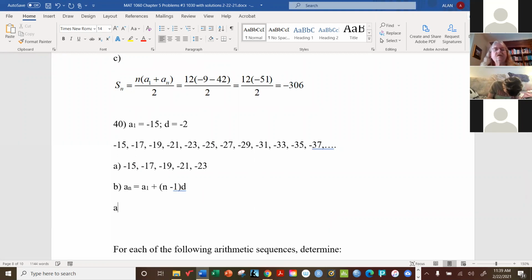So we have A12. The first term is negative 15. The difference is negative 2. Negative 37. What do you know? It's correct. All right.